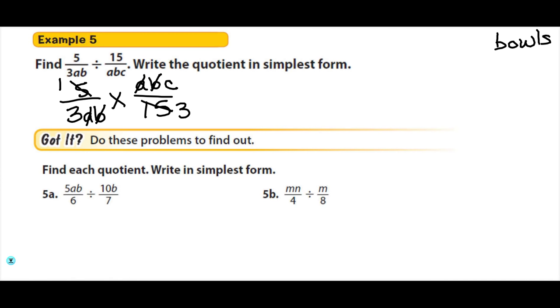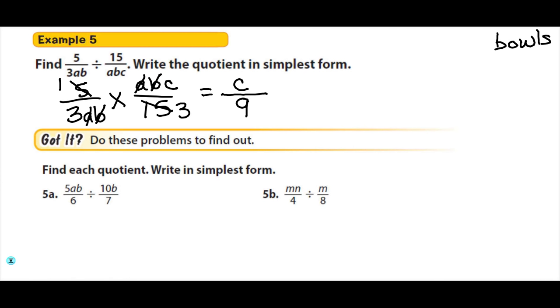Okay, so let's multiply here. So we have 1 times and then c. So 1 times c, anything times 1 is itself. So in this case, it's just c. And then we have 3 times 3, which is 9. So out of all of that, we end up with c over 9.